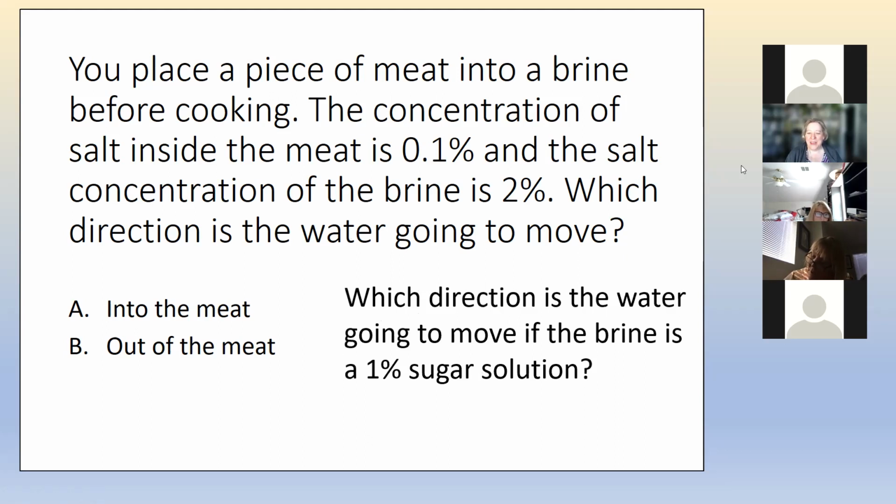Okay, now here's the same question, but I've switched it up. Instead of putting it in a salt brine, I have put it into a sugar brine. Which direction is the water going to move? I did say which direction, right? Sometimes I say it backwards and I say, which direction is the sugar going to move? The sugar's not moving.